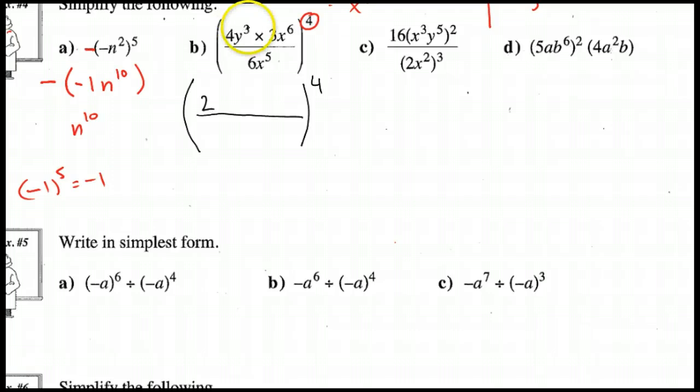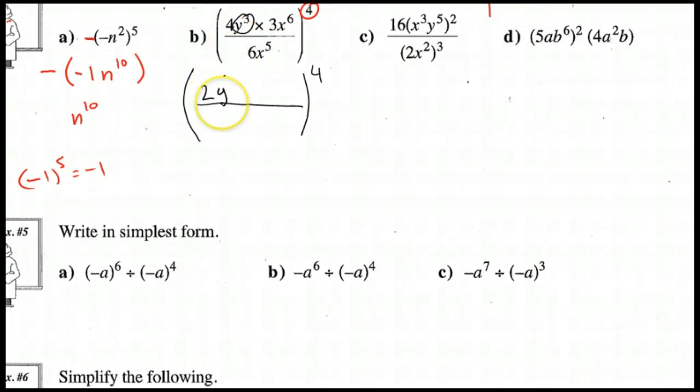And then I have some y's here and no y's anywhere else, so it's going to stay as it is. Okay, and then I have 6 x's on top, 5 x's on the bottom, so that's going to be x. 6 minus 5 is going to be 1x, okay? And now that's all over 1. So I didn't really need a fraction there. That simplified and got rid of the fraction.